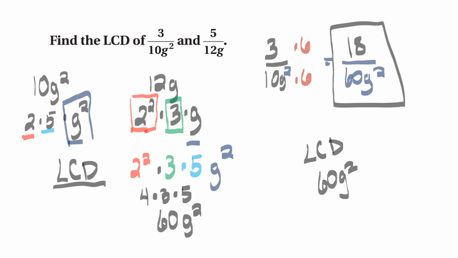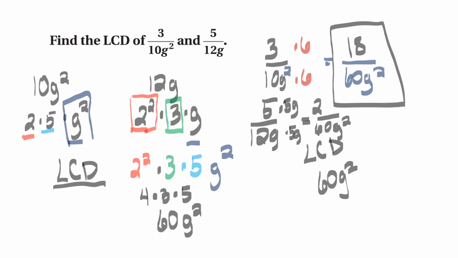We're going to do the same thing for the 5 over 12g. In order to get to our 60g squared, we would need to multiply 12 times 5 and g times g. So we're going to multiply our numerator times 5g, so we end up with 25g, not g squared, just 25g. And we're not going to add these quite yet, but that would be how we create our two new fractions with common denominators.